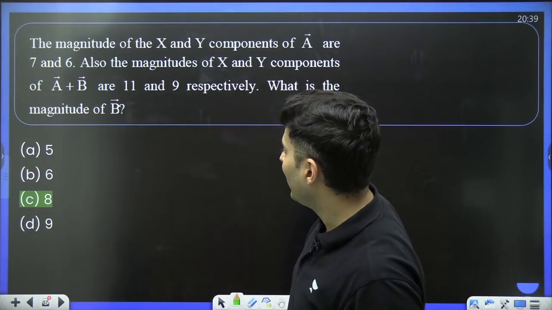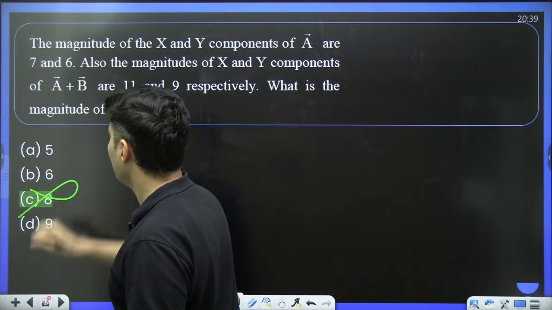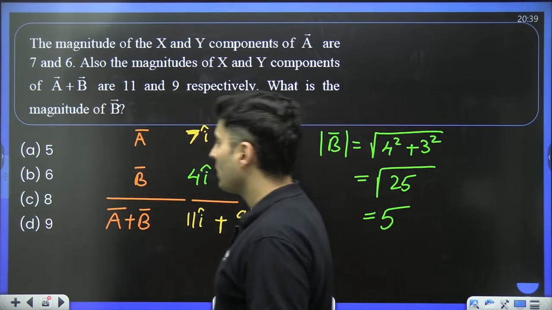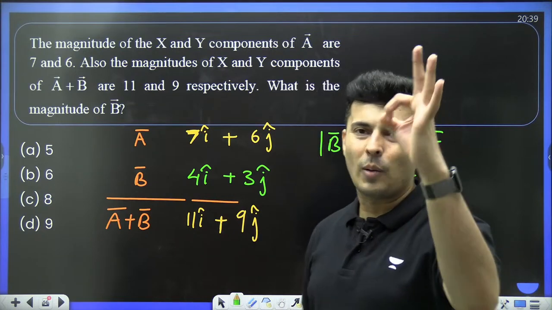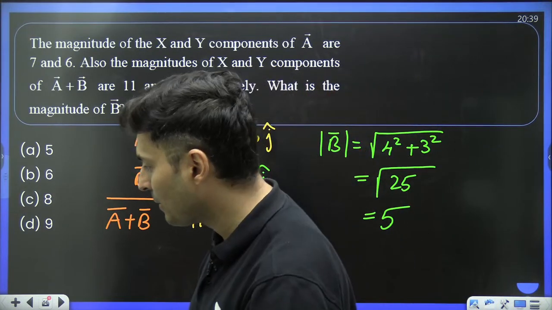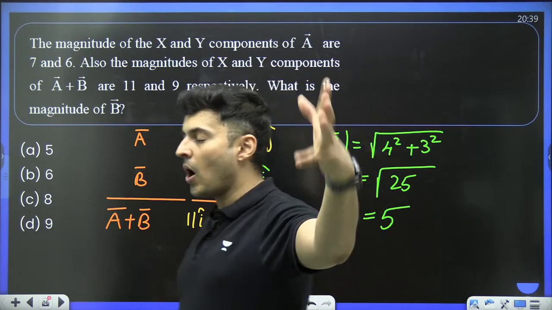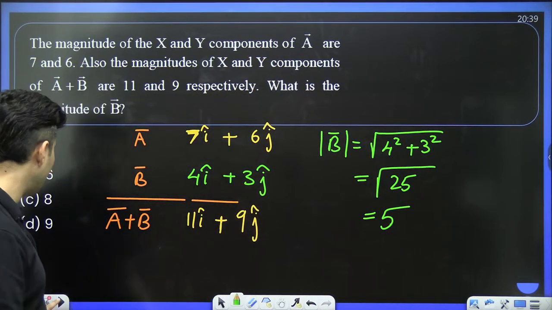I don't know why they have marked it as 8. This is not the right answer. This is the correct answer, guys. So the correct answer is option A, 5. Is that clear, my dear students? Very good. Excellent. Let's move on to more questions, guys. Come on, let's start solving.